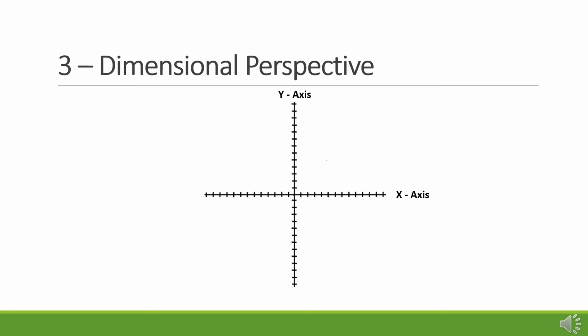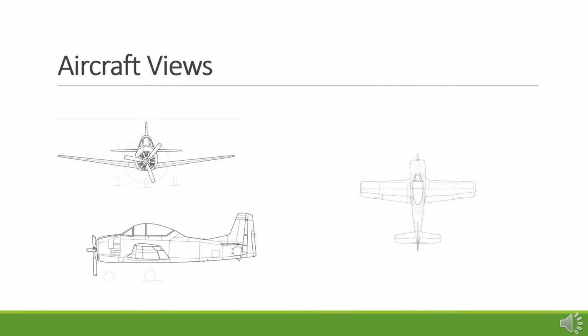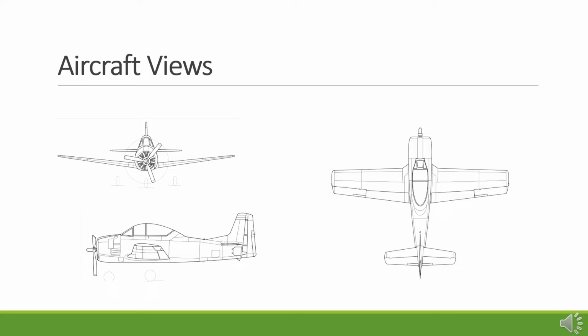To show this, a third axis, the z-axis, is added. This projection shows the z-axis at an angle to show it on the page. In actuality, the z-axis would be perpendicular to the other two and point straight out of the page. If we were to look at an aircraft from three different perspectives, front, side, and top, we could see the relationship between these three perpendicular axes.